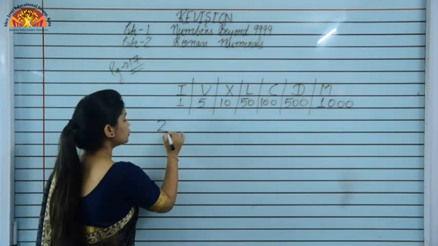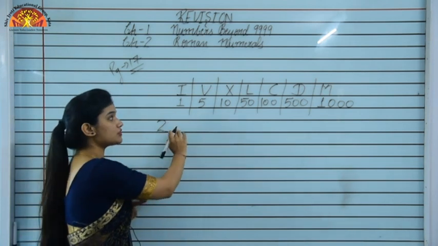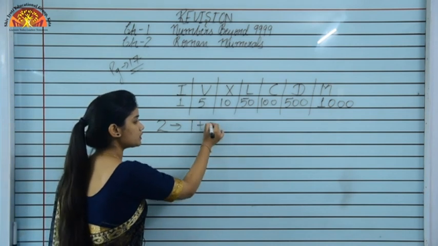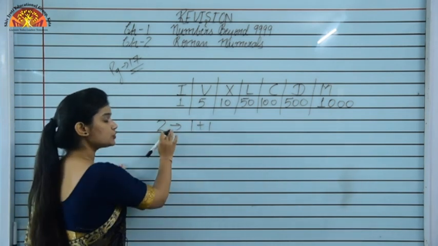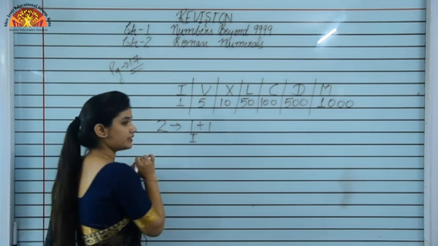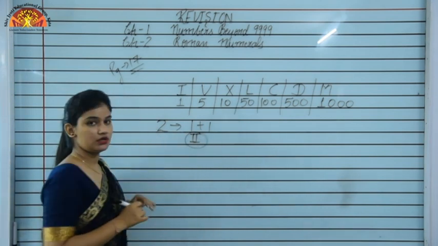Suppose we have to write 2. So how can we convert this 2 in Roman numerals? To write 2, we can write it like 1 plus 1. 1 plus 1 is 2, and 1 means I, and it means we have to take one more I, and that will be 2. Understood?